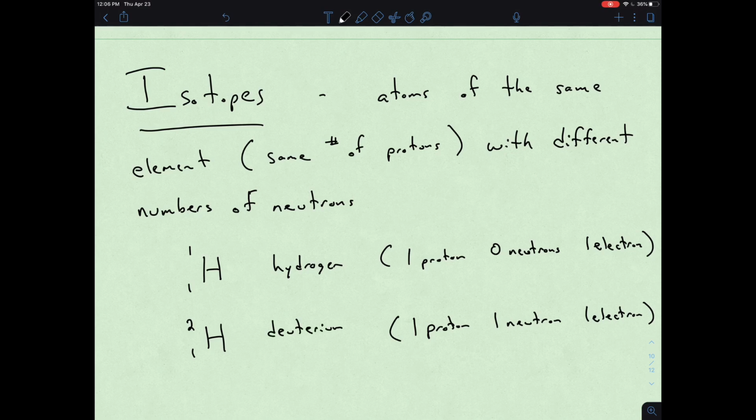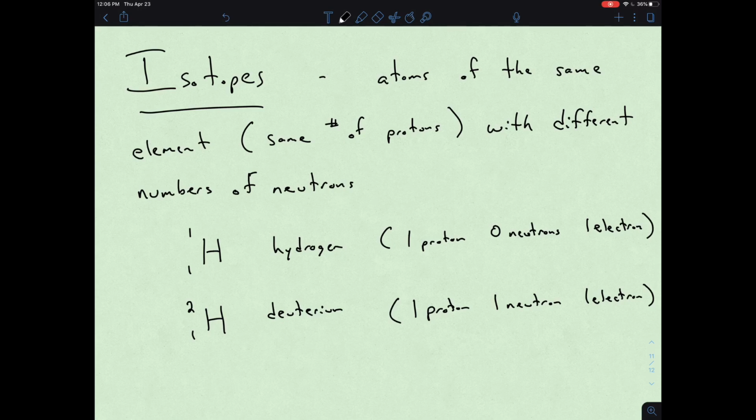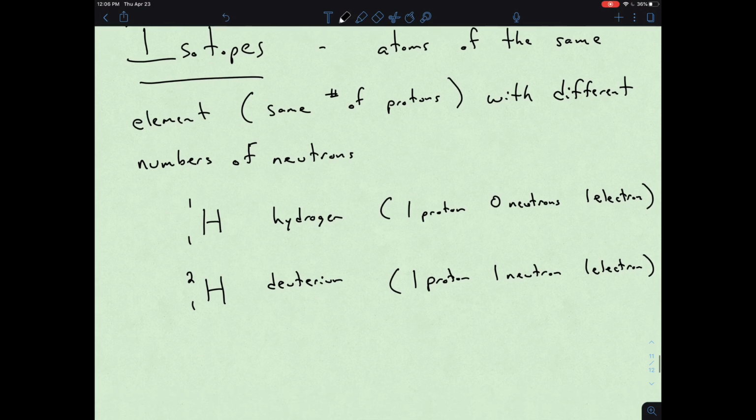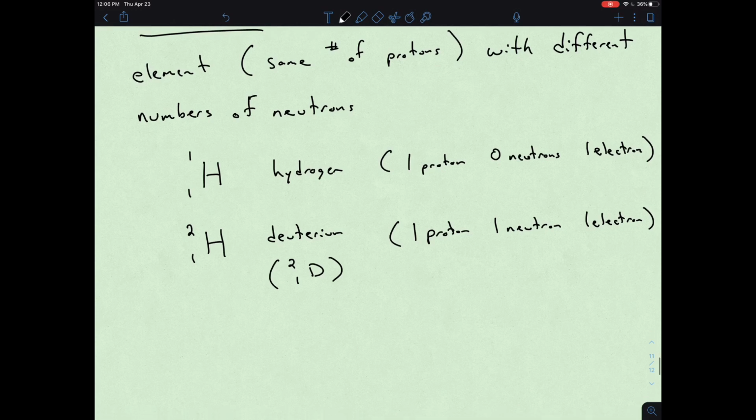Maybe you have heard of it. Maybe you've heard of the term heavy water. Heavy water is D2O, or deuterium as opposed to hydrogen. So often it's given this other type of symbol. Technically it's still hydrogen, but deuterium is just a commonplace name.